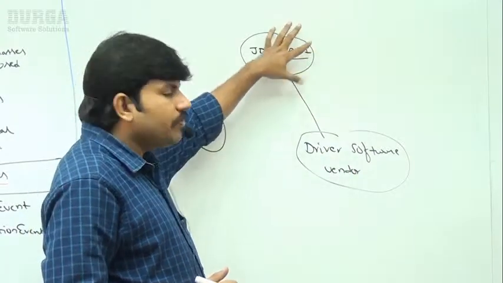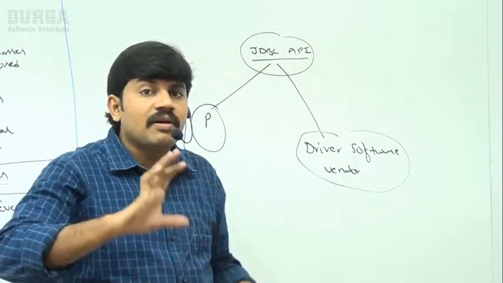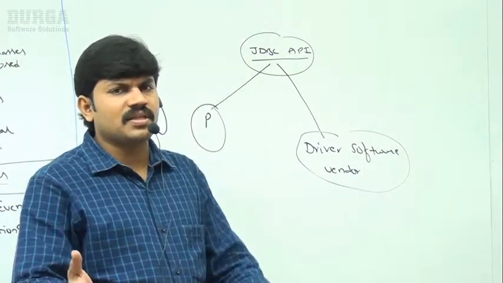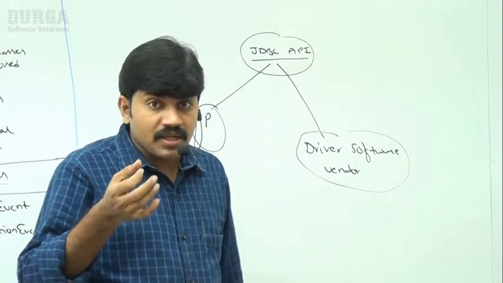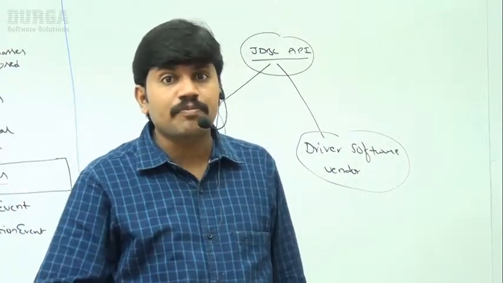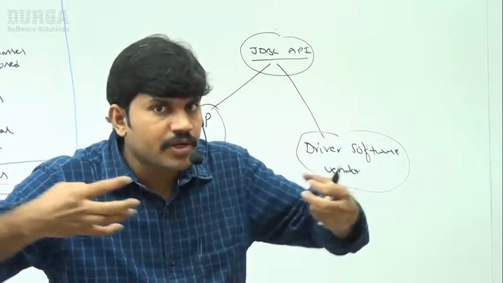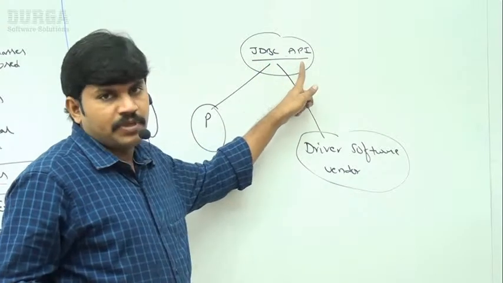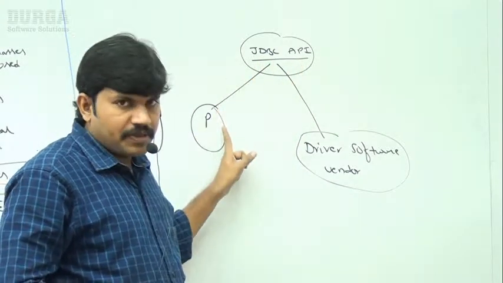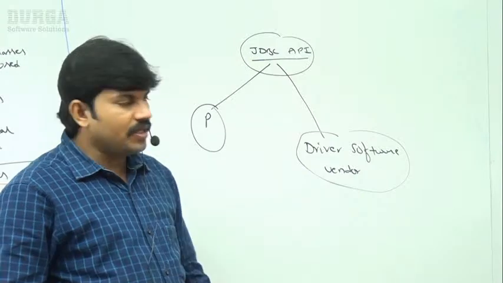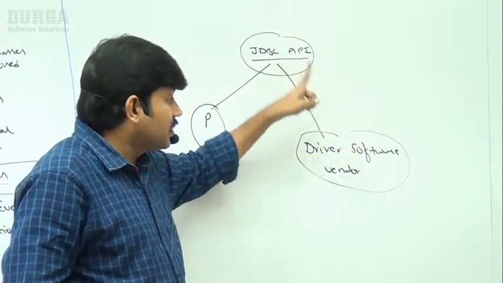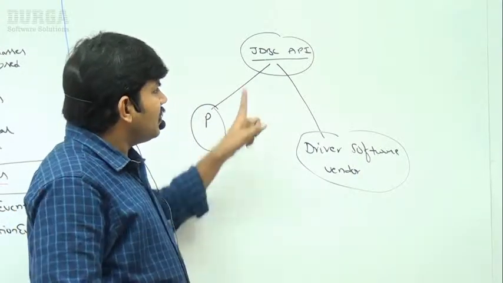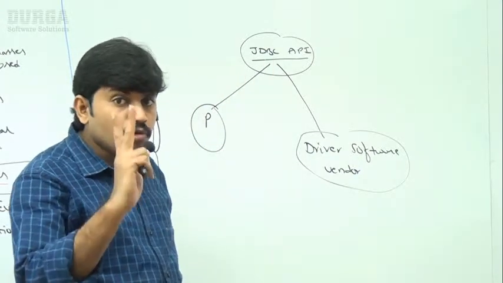So the JDBC API defines several classes and interfaces which can be used for database communication. Some of the classes are DriverManager, ResultSet, Connection, Statement. All these words related to our JDBC application are available from where? The JDBC API. So a programmer can use this API to develop JDBC based applications. A driver software vendor can use this JDBC API to develop driver software. Clear, right? Okay.